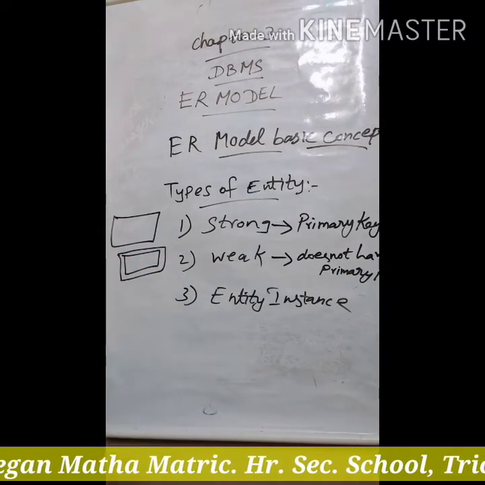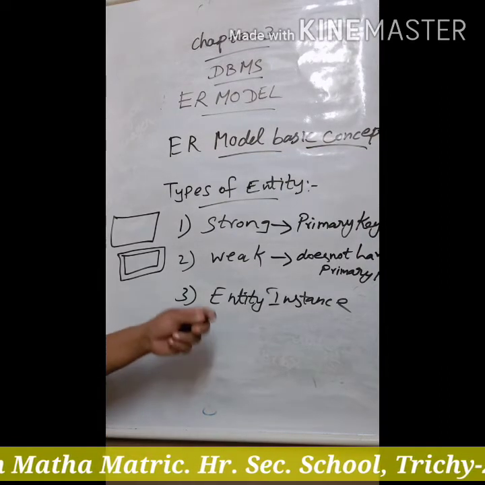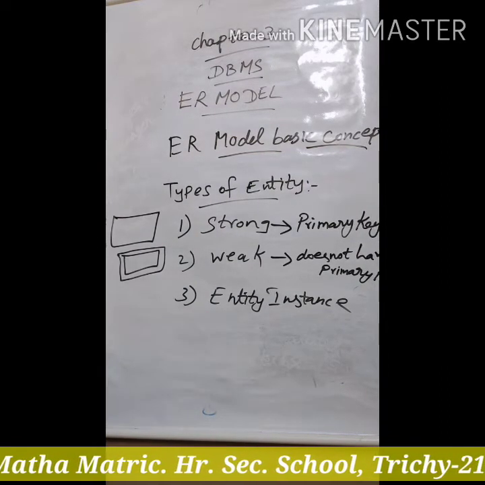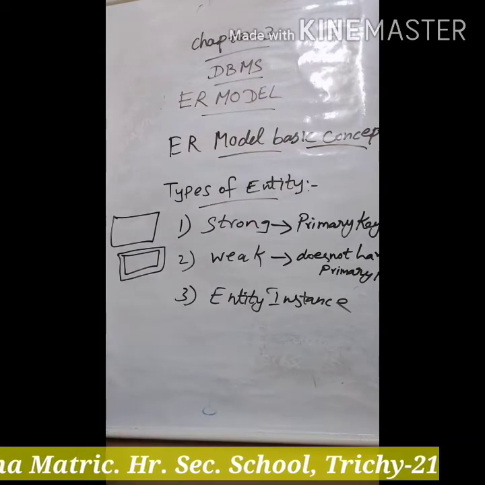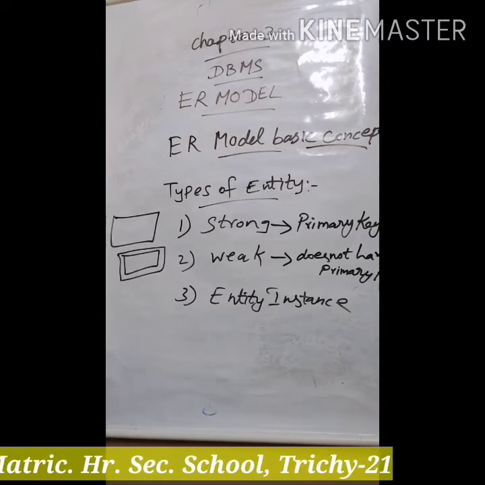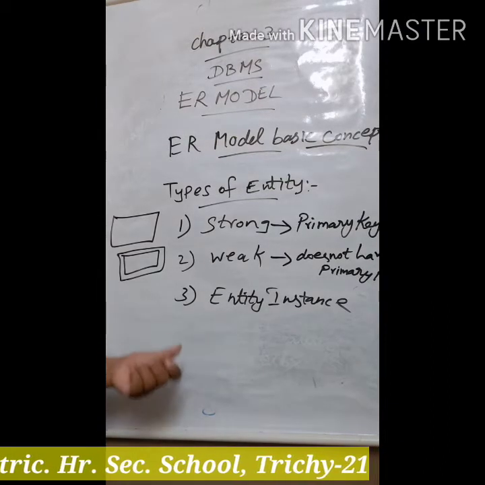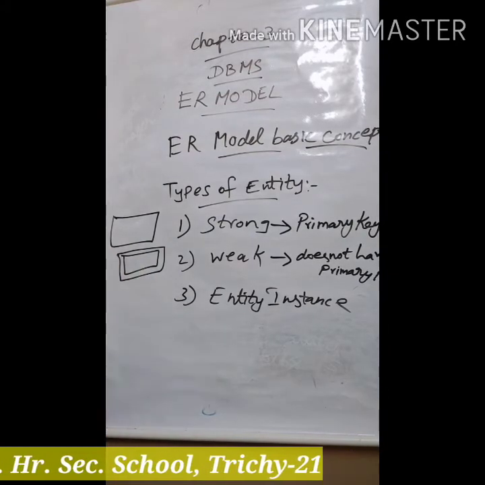And then the next one is entity instance. Here instances are the values for the entity. If we consider animal as the entity, their instances will be dog, cat, cow, etc. So an entity instance denotes the category value for the given entity.